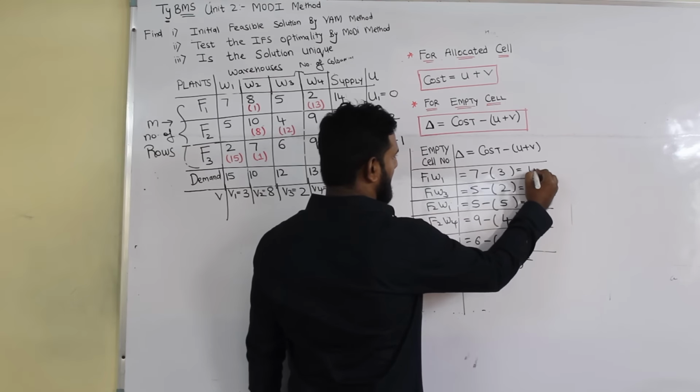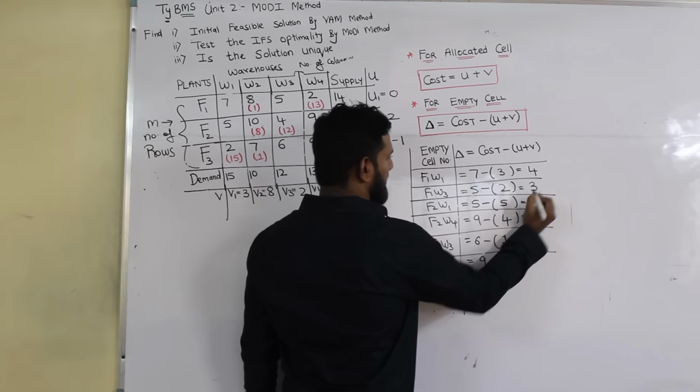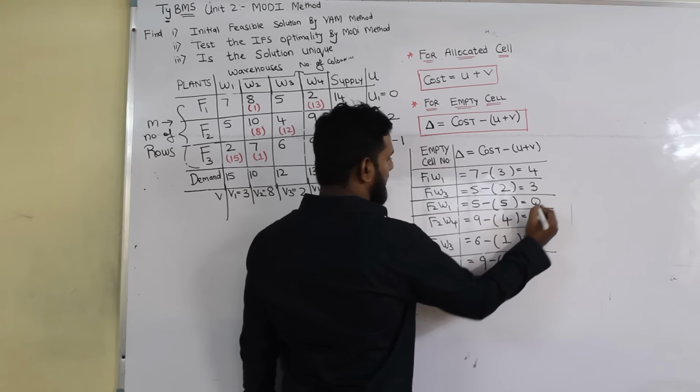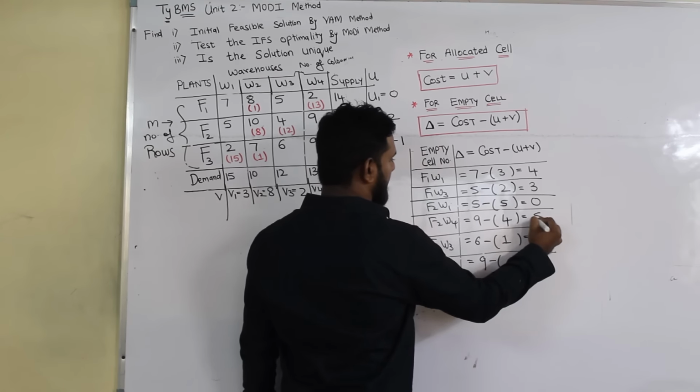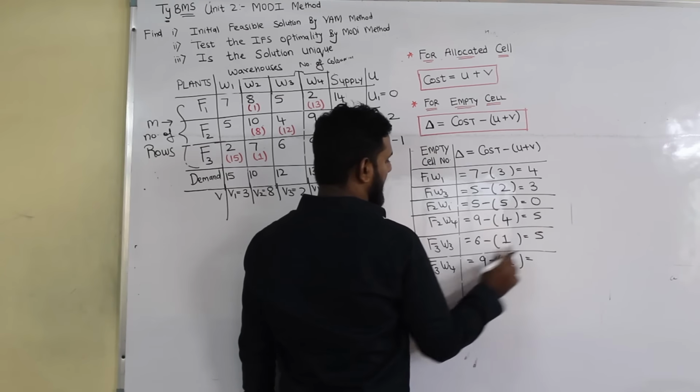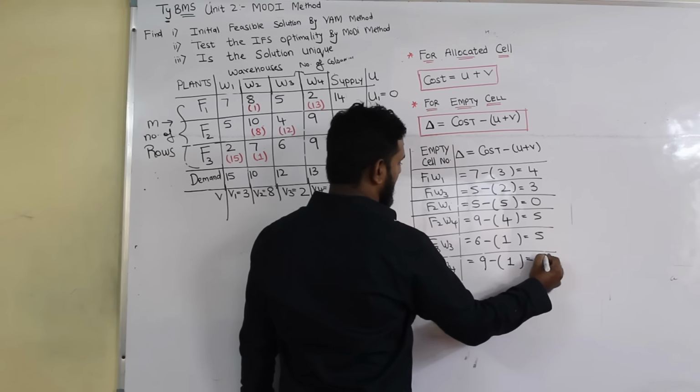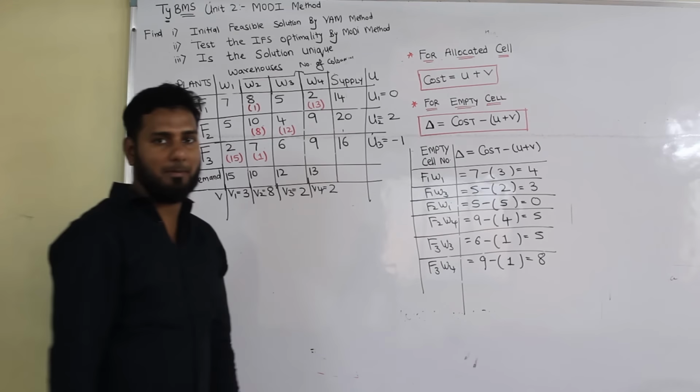Now we will calculate the values. 7 minus 3, 4. 5 minus 2, 3. 5 minus 5, 0. 9 minus 4, 5. 6 minus 1, 5. 9 minus 1, 8. And that was for the empty cell.